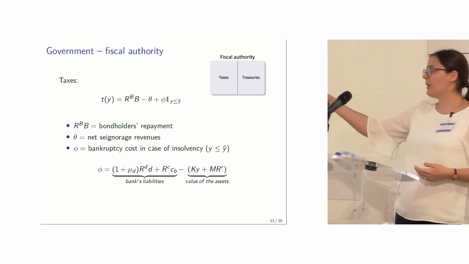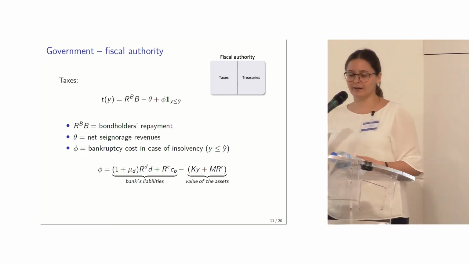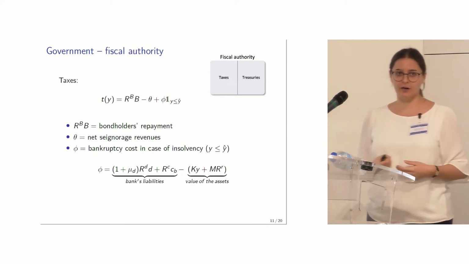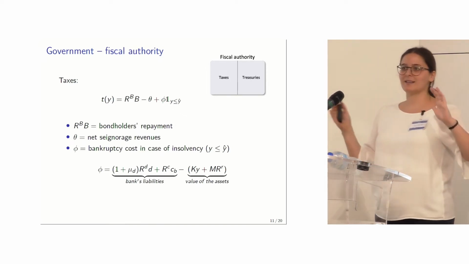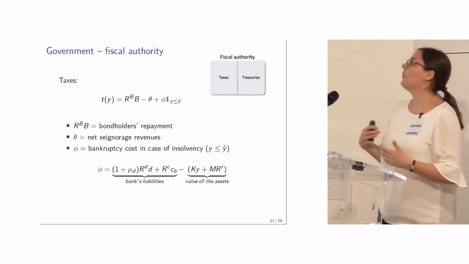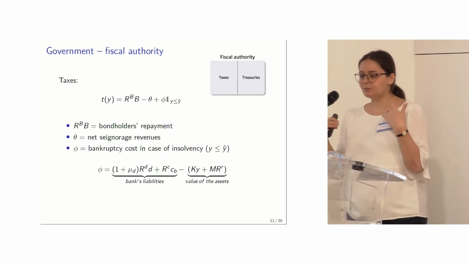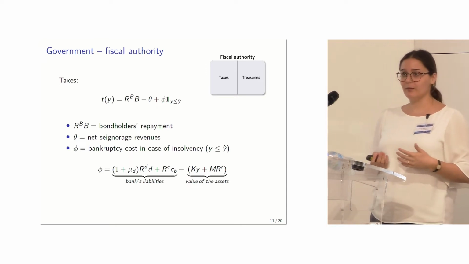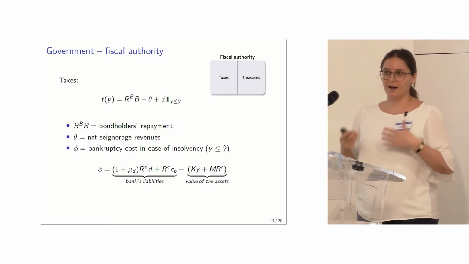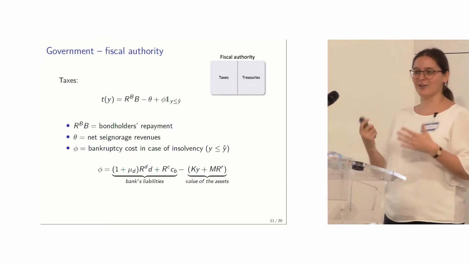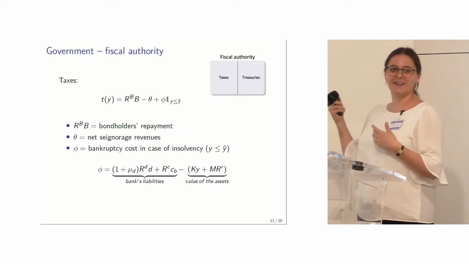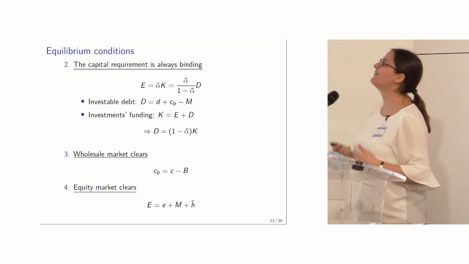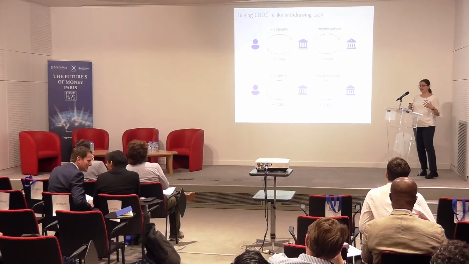And in case of bankruptcy, the taxes will cover the costs. Okay, so this is more or less the setting of the model. What we do is we derive the equilibrium. And since I don't have that much time, I'm going to jump to the result, and I'm not going to bother you again with formulas, so I'm going to skip this. But here's the economic intuition of what happens at equilibrium.